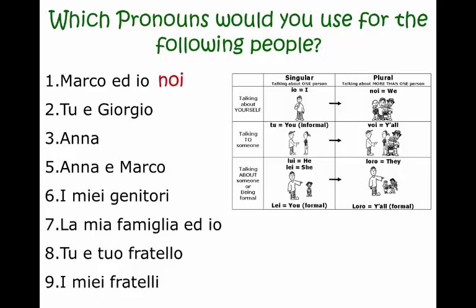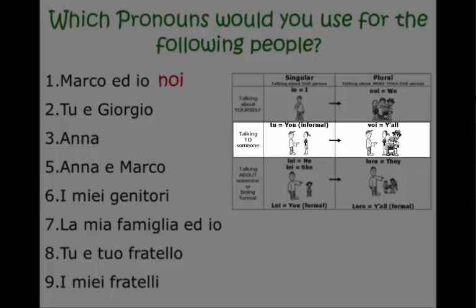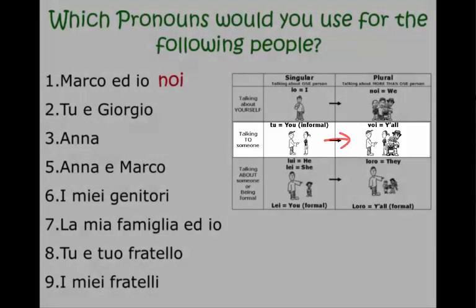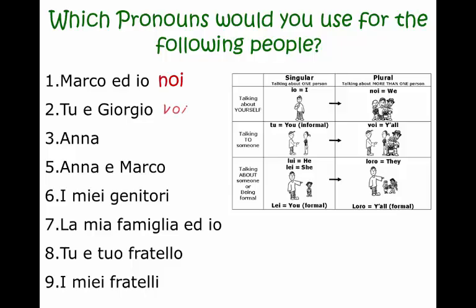Let's take a look at the second example. Tu e Giorgio. You and Giorgio. So in this case, we're talking to somebody. I know that because the first word there is tu. I'm talking to somebody. But it's not just one person. It's two people, in fact. It's you and Giorgio. So I move from the singular tu form across to the plural voi form. And that's our answer, voi.